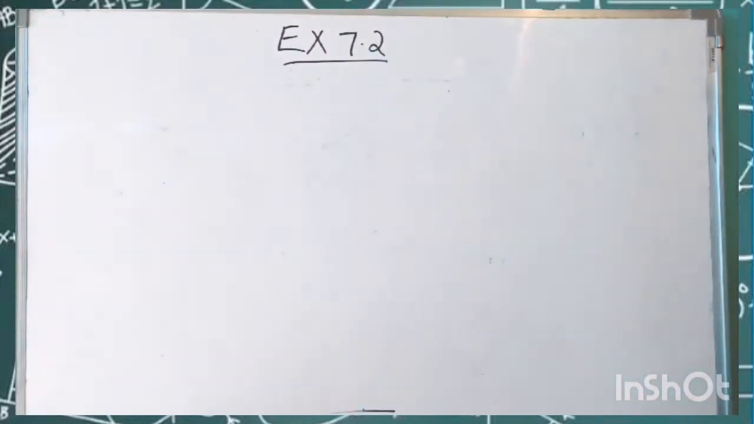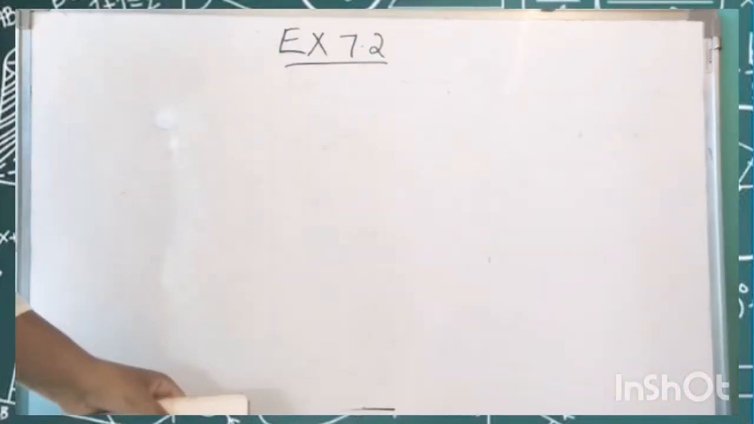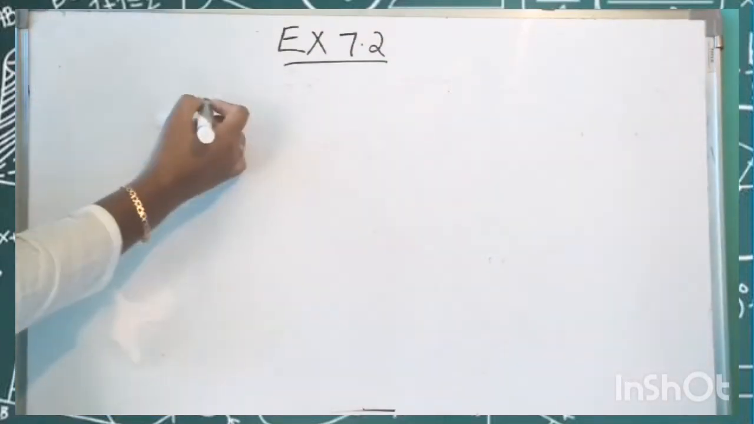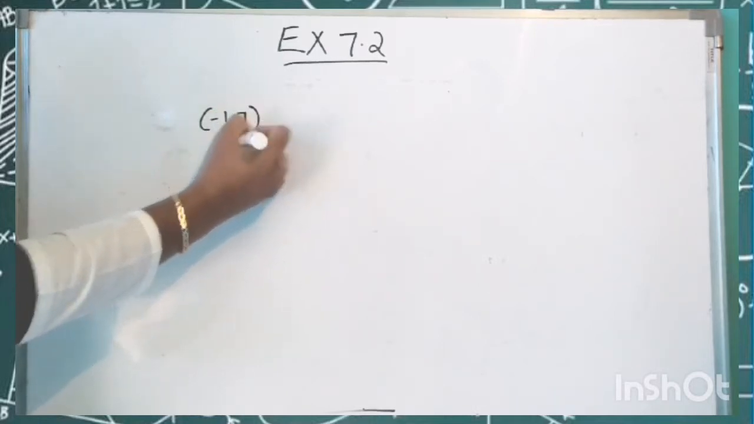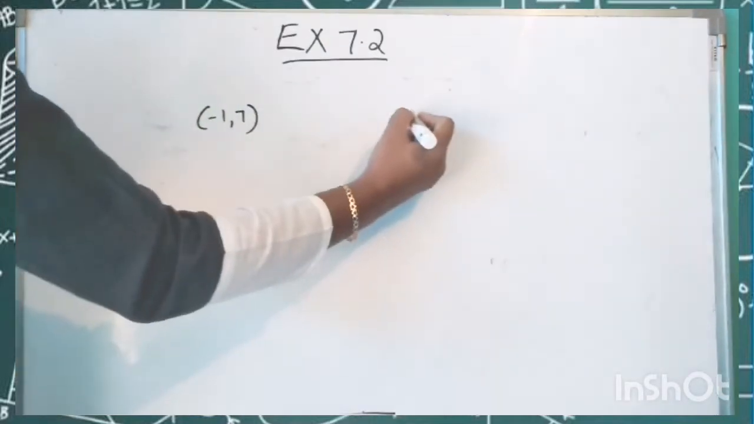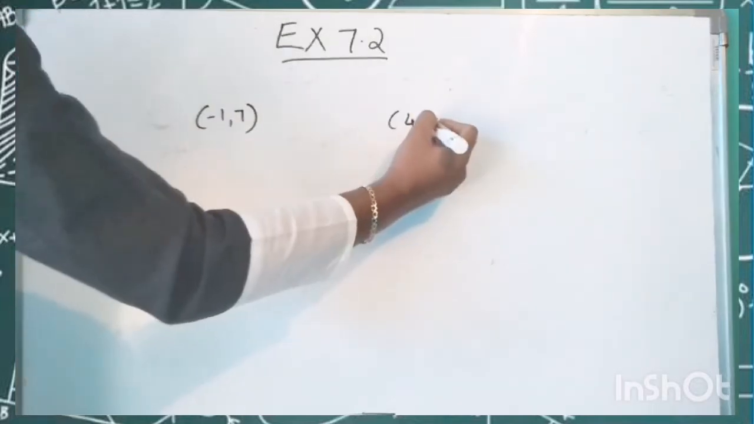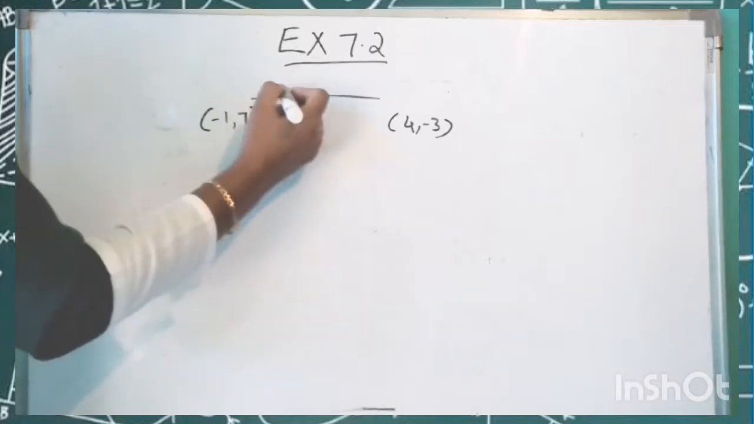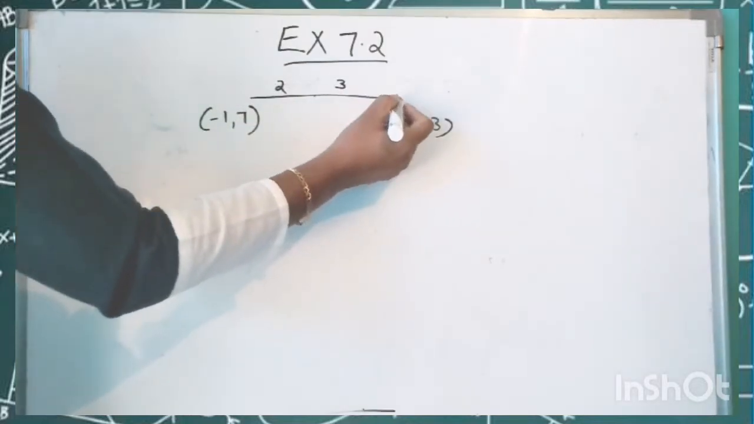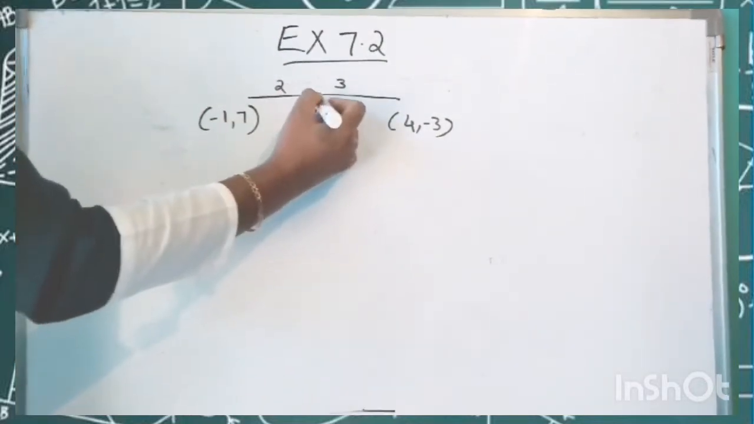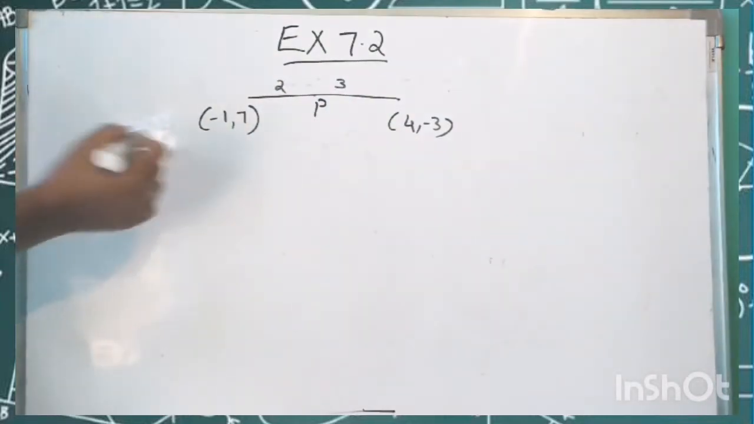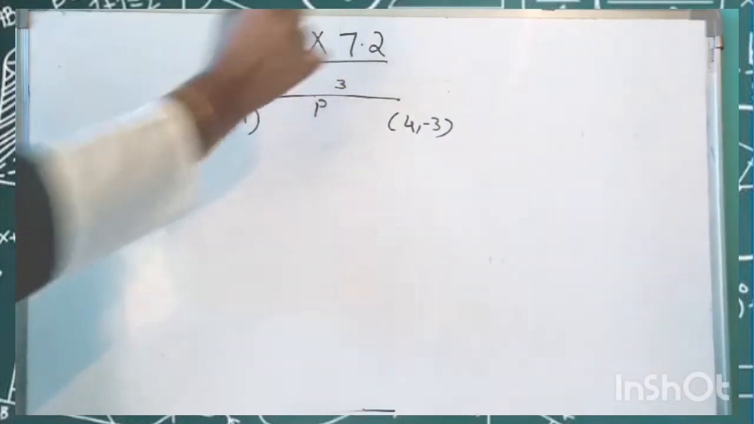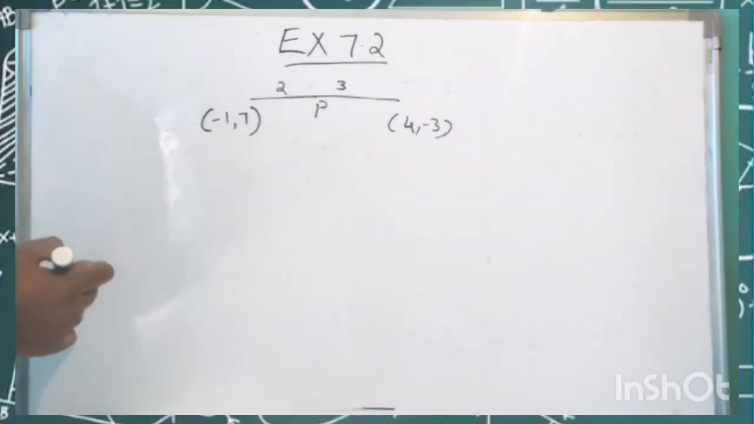So we need to find out the point which divides our line joining the points ordered pair minus 1 comma 7 and ordered pair 4 comma minus 3 in the ratio 2:3. So we need to find out the point which divides our line joining the points minus 1 comma 7 and 4 comma minus 3 in the ratio 2:3. Okay.